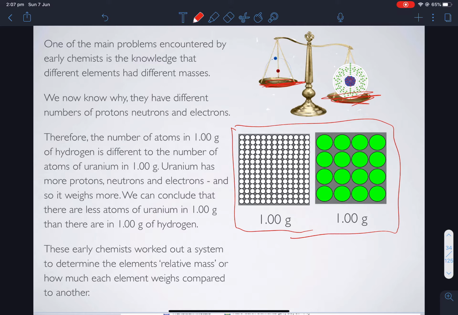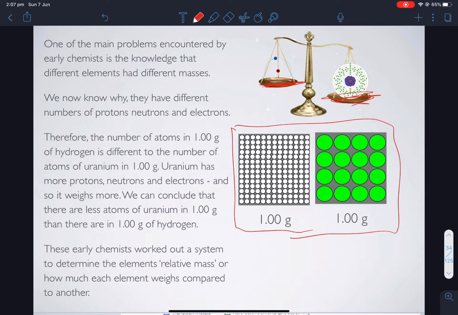Neutrons plus protons, so they're much, much bigger, okay? So therefore, we also needed a system to get around that mass problem, where 1 gram of one atom contains a very different number of atoms than 1 gram of a completely different atom. They weigh different amounts, okay?